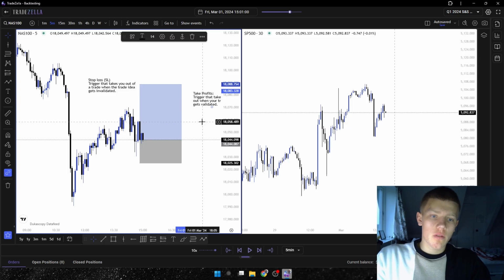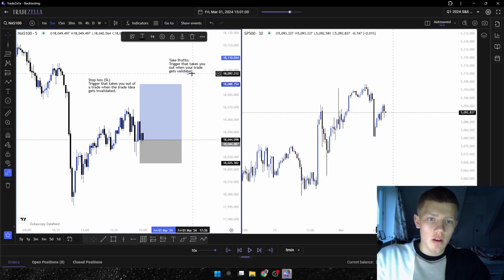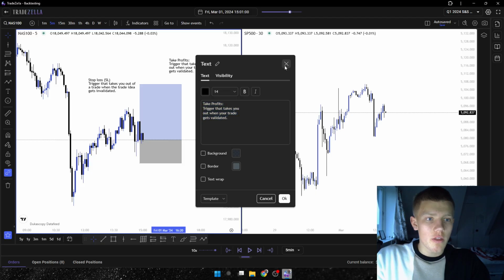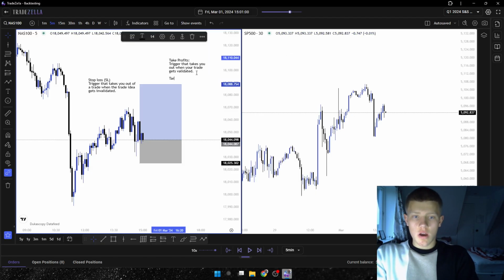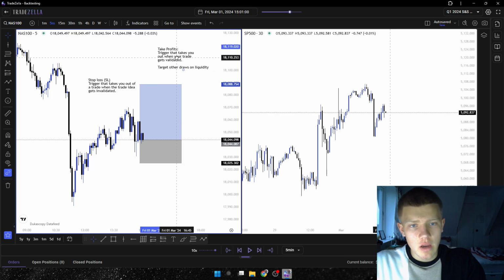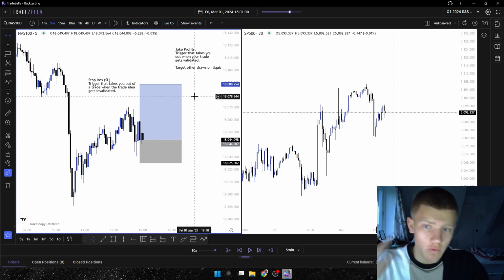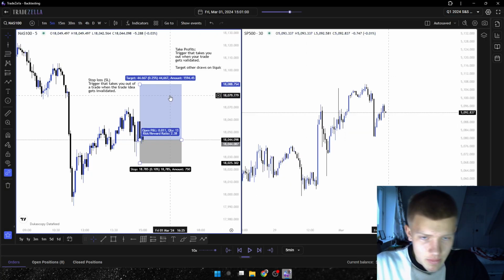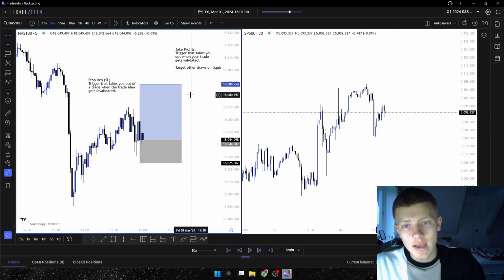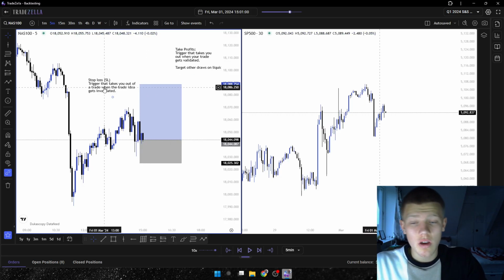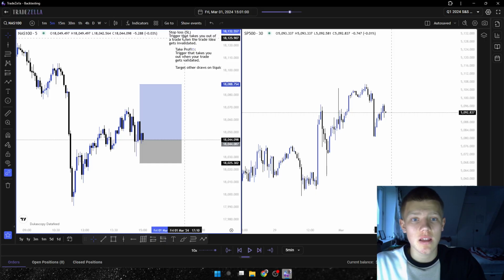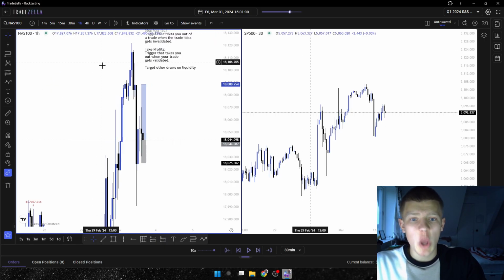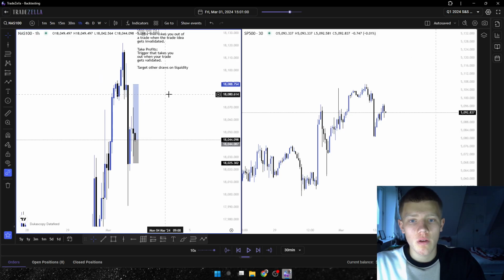First of all, with take profits, you target draws on liquidity. So when we set out our take profit, we look at other draws on liquidity. What are draws on liquidity? High time frame fair value gaps, high time frame highs and lows. Low time frame highs and lows are also draws, but they're not as high probability as high time frame highs and lows.